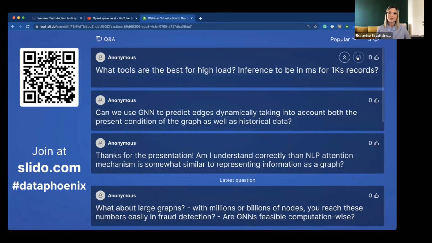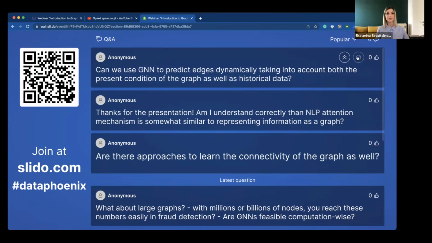What tools are the best for high load inference to be in milliseconds for 1K records? So I would take it as a question of inference optimization in general. And the best tool I can recommend you is our NVIDIA TensorRT, which is an optimizing compiler, which performs a set of optimization techniques in order to get the most out of your inference. Can we use GNN to predict edges dynamically, taking into account both the present condition of the graph as well as the historical data? The only thing I can tell you is yes, there are approaches which are dealing with that.